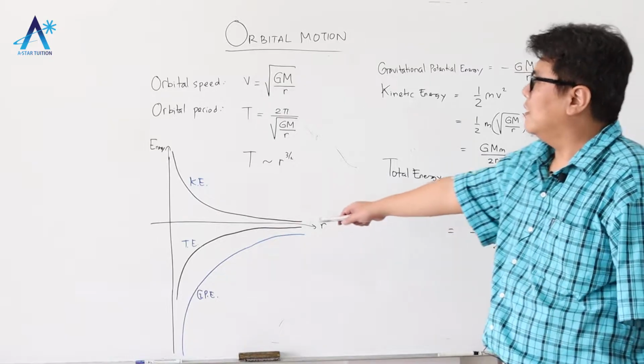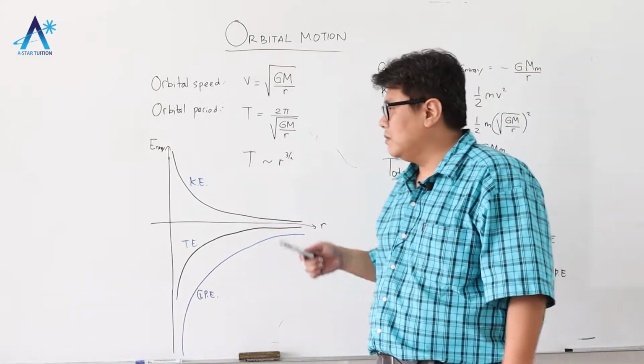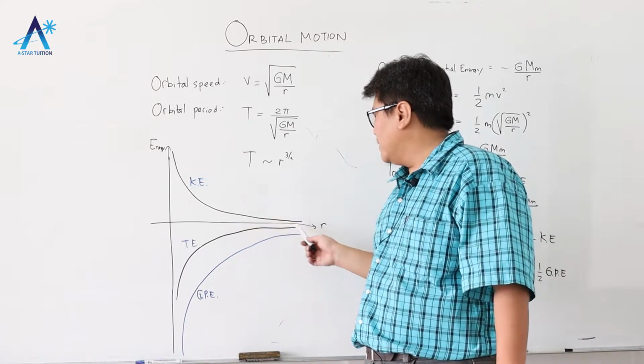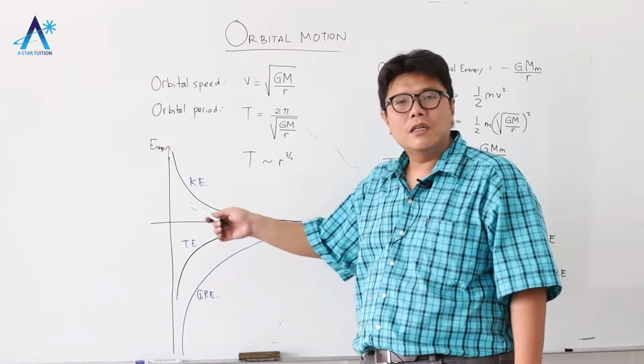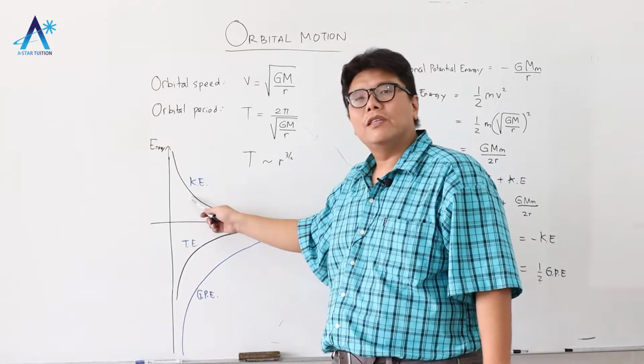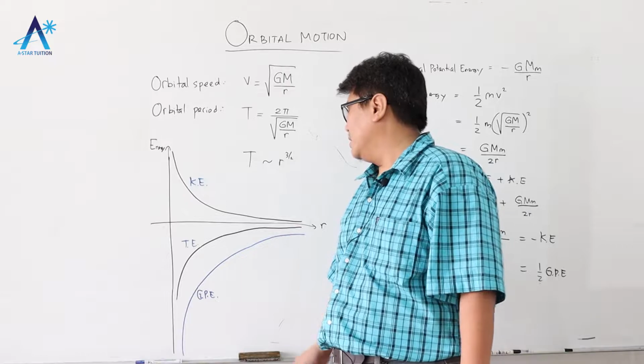With this graph, you can deduce something, for instance, if the orbital radius is getting smaller, I mean, if they're getting closer to each other, the kinetic will increase, and then the total will decrease. Likewise, the GPE.